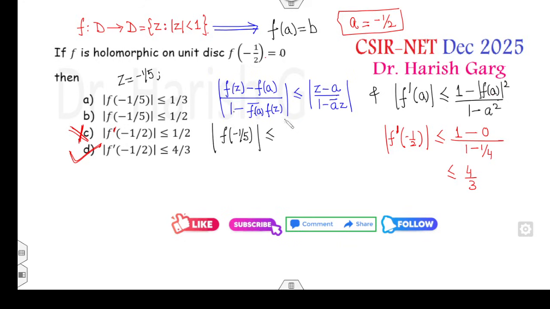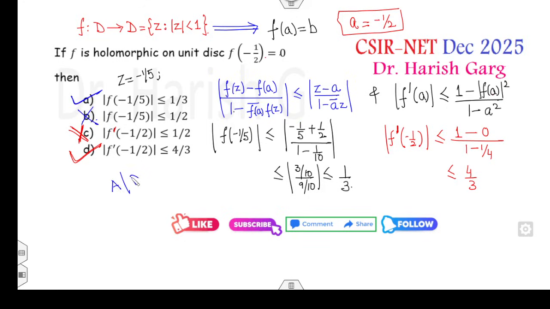which is less than or equal to a minus b... So that number will be 3 by 10, 9 over 10. That number is less than or equal to 1 over 3. So A is my correct option, B is the wrong option. So A and D are the correct options of this problem.